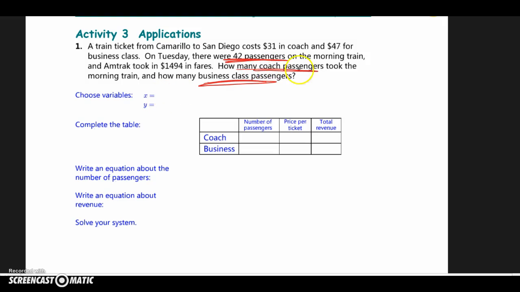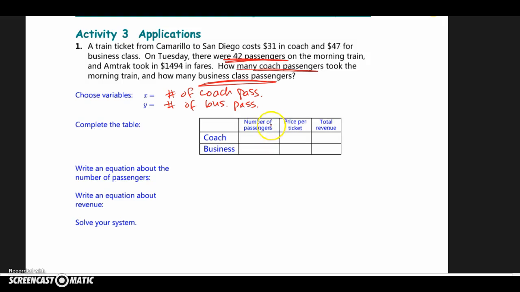Whatever variables we choose doesn't matter. What we are looking for is asked in the question. There are two pieces that they want us to find. So X, let's say we'll call it the number of coach passengers, and Y we will call the number of business passengers, because those are the two things asked for. I'm going to just call them X and Y because I have two unknowns. And then the table will help me organize my thoughts, so let's follow through.